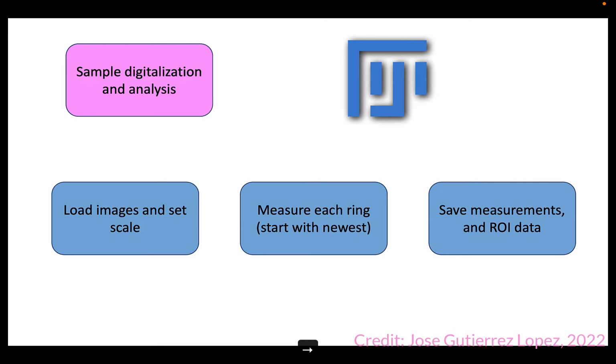For sample digitalization analysis, the process will be like this. First, we're going to load the images and set the scale in the program. Then we will measure each ring, and it is really important to start with the newest, and also to measure every single ring that we see. At this point, we do not distinguish between false and real rings. We just measure everything. And the last part is to save everything. We save the measurements and also something called the region of interest data.